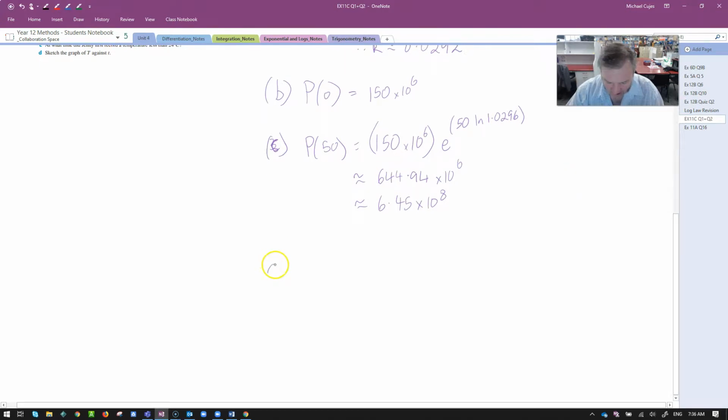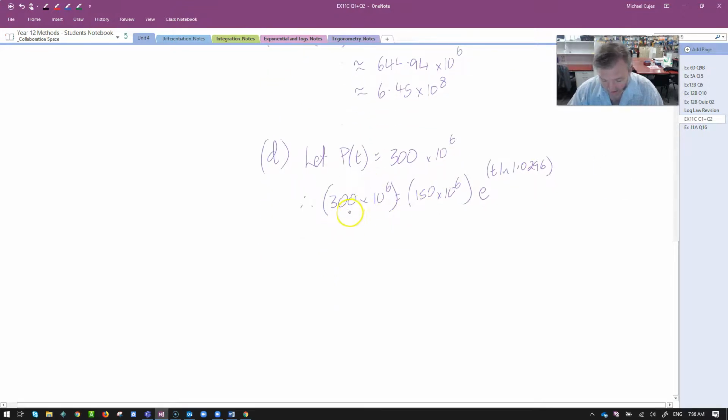So the last question here, let P of t equal 300 by 10 to the power of 6. So really what we're saying is how long is it going to take until it doubles? 300 by 10 to the 6 equals 150 by 10 to the 6 e to the power of t ln 1.0296.